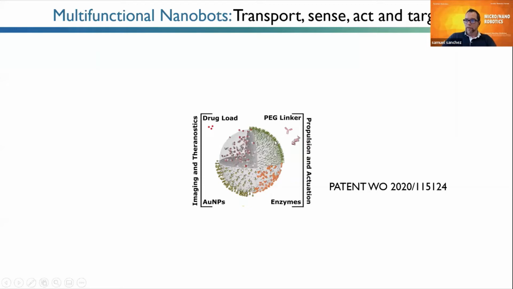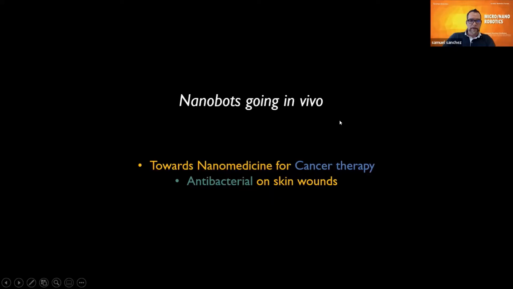So what we have in our lab is this multifunctional nanobot, which is patented, where we have different components. You can have the enzyme, PEG linkers, DNA, antibodies, drug, nanoparticles, and components for imaging, diagnostics, and propulsion. Now, in the last few minutes, I would like to focus on this: we demonstrated all that in vitro, then can we do it in vivo? Can we use this for nanomedicine cancer therapy?